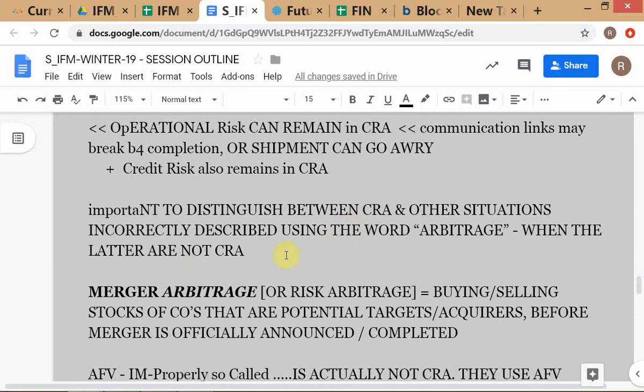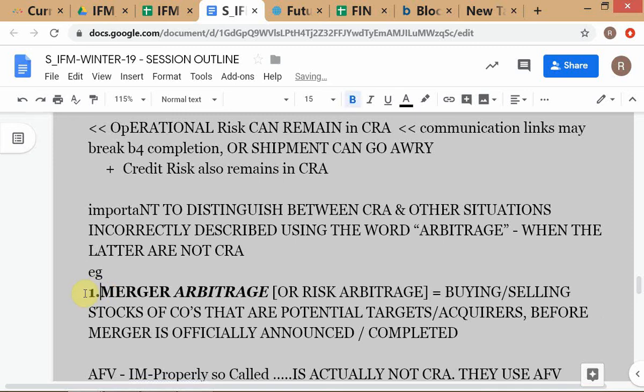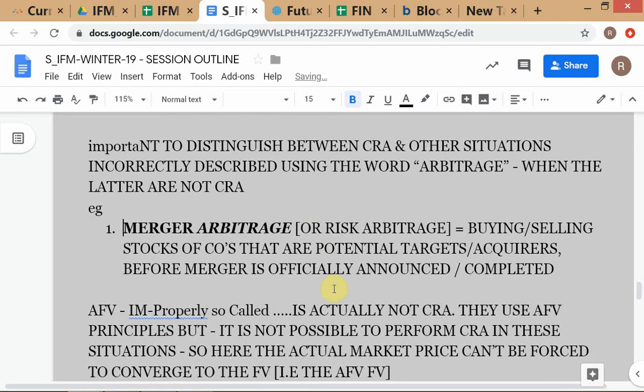The latter are not CRA. So, example one is merger arbitrage. You understood why? First you understood what merger arbitrage is, and now you've also understood why merger arb is not CRA. So you understand why I'm saying that merger arb is not a proper use of the term arbitrage.